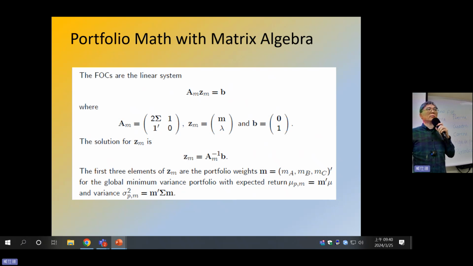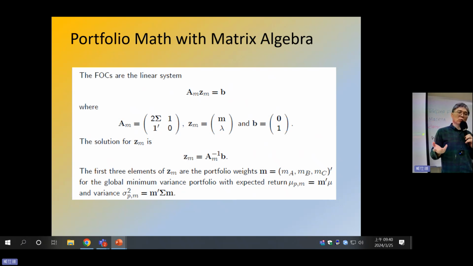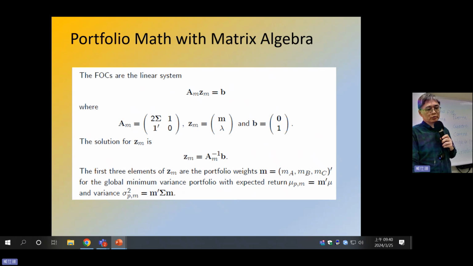In other words, we can plug in many different combinations of weightings for assets, but in this case we are looking for the minimum variance portfolio globally. So this is global, and there's only one solution to this question. The final solution for Zn is Zn equals An inverse, the inverse matrix, multiplied by B. We usually call this a closed form formula.